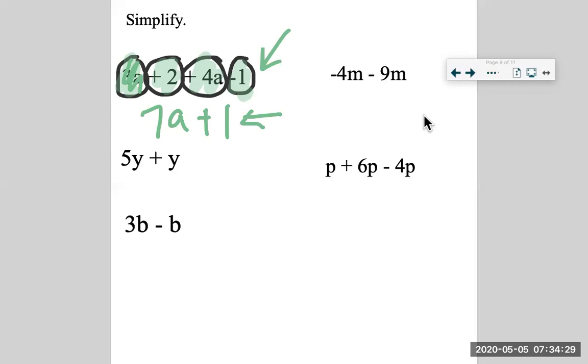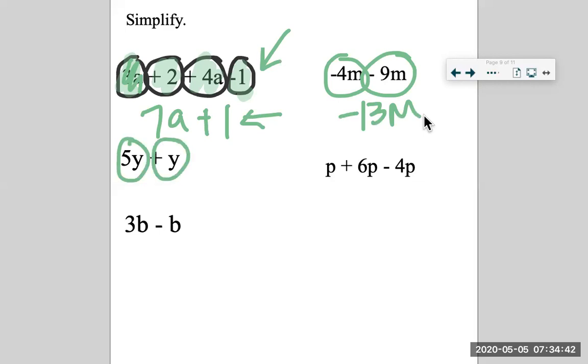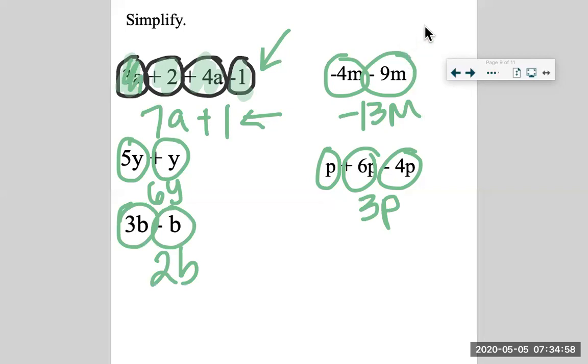So here we have -4m and -9m. They're both the same variable, so we can combine them to -13m. We have 5y's and another y, gives us 6y's. P, 6p, and -4p can be combined to give you 3p's. And then 3b and a -b can be combined to give you 2b's.